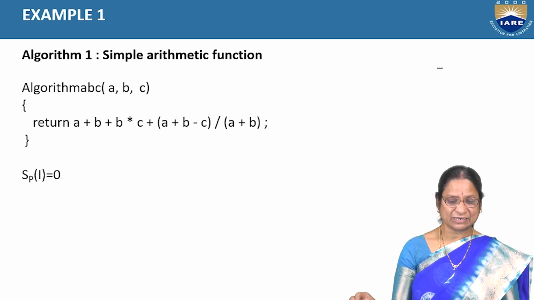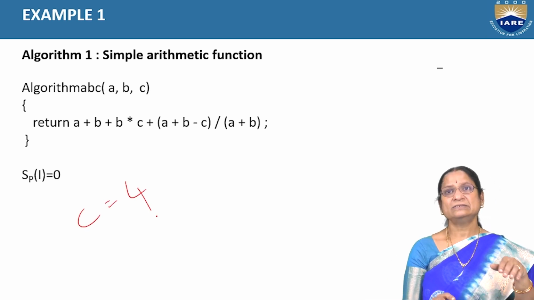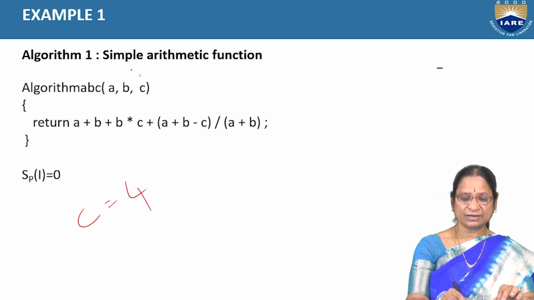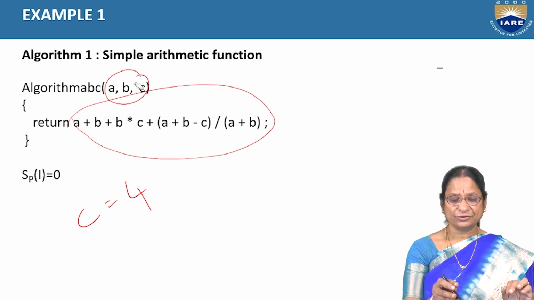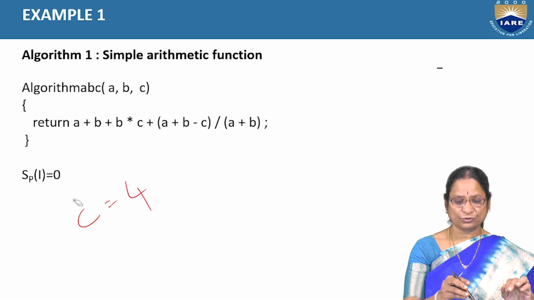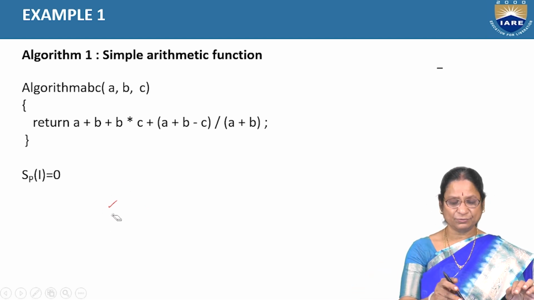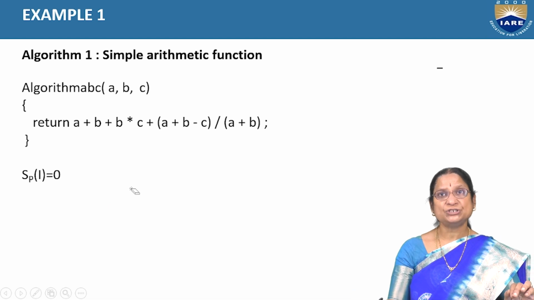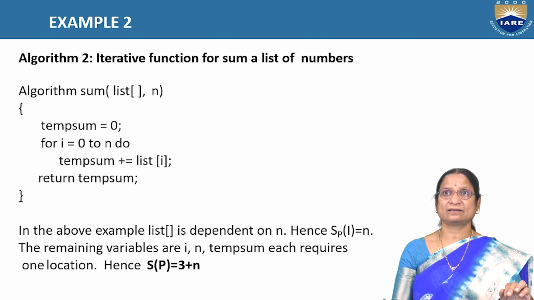So that's why our SP of I is equal to 0. Then what is our constant C? C is equal to 4 actually. C is equal to 4, why? 3 for A, B, C values. And we are returning this value, so this return address may be considered as 1. So totally C value will be 4. But SP of I is equal to 0 only, because depending upon the input, there is no change actually. So that's why in such cases we can consider it so. We'll take one more example. That was a simple example.